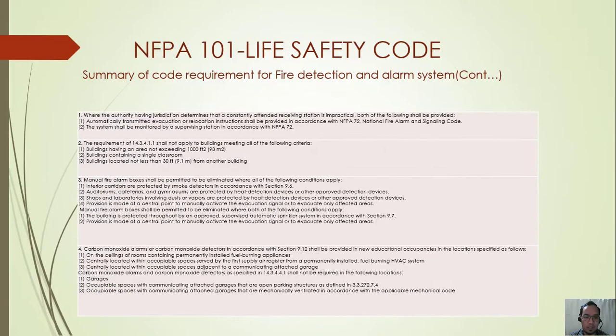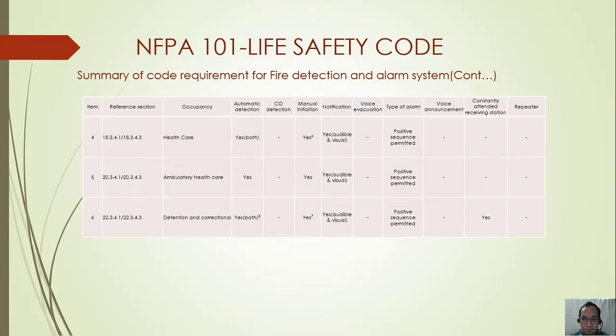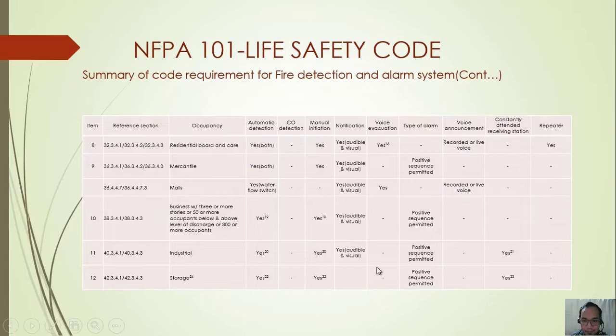So we'll go to that note 19 again, just to verify again. That's why here I put both these notes as applicable for automatic and manual, because you either put pull stations all throughout the building, or fire detection all throughout, or sprinkler all throughout. So any of these options are acceptable. Okay. Positive alarm sequence is permitted again. Voice evacuation not required. Only audible and visual notification.